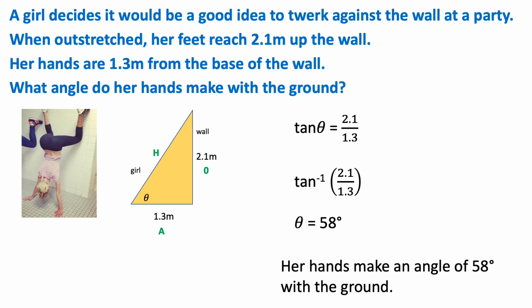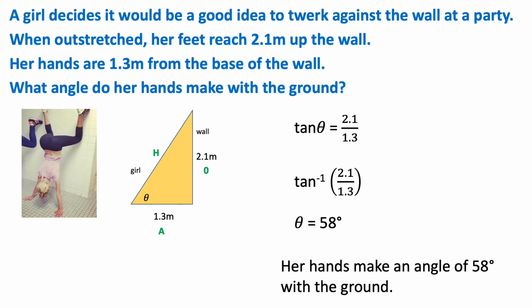58 degrees is your answer. The last thing we need to do, remember, worded question needs a worded answer. Write your 58 degrees in a sentence describing what that means. Use the blue sentence up the top to help you. Your sentence should read something like this: Her hands make an angle of 58 degrees with the ground. And that's a perfect response.